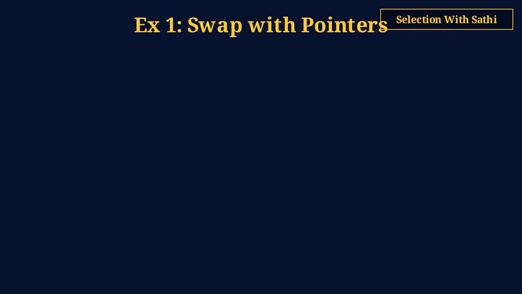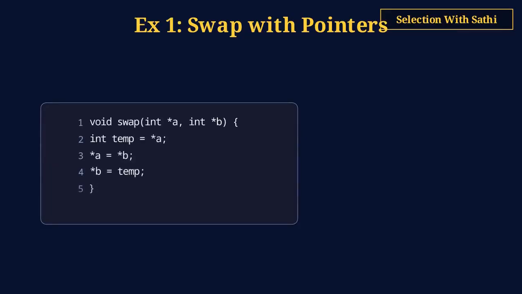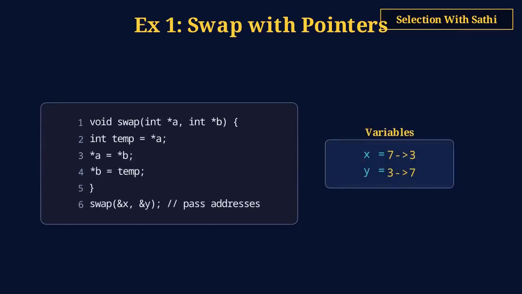First example, swap using pointers. In C, function parameters are passed by value, so to modify the original variables, we pass pointers. The function signature is void swap(int *a, int *b). Inside, we save *a in a temporary variable, set *a to *b, then set *b to temp.